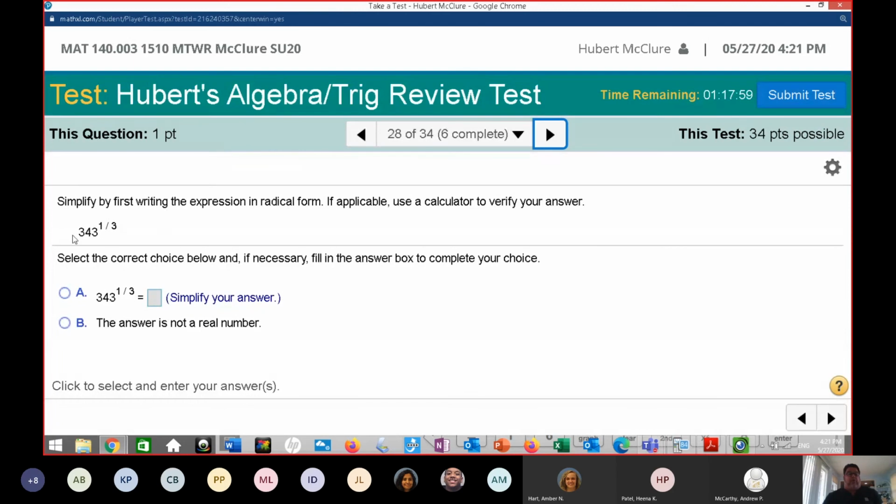Simplify by writing in radical form. That's the 3rd root of 343, which is what, 7? I don't know if it's 7 or not. I get 7 mixed up sometimes. I suck.